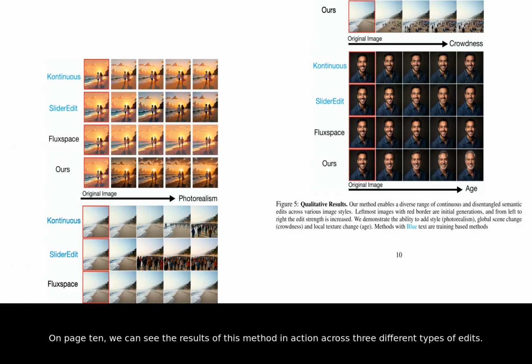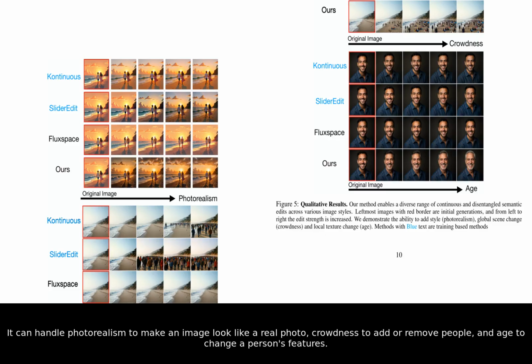On page 10, we can see the results of this method in action across 3 different types of edits. It can handle photorealism to make an image look like a real photo, crowdedness to add or remove people, and age to change a person's features.